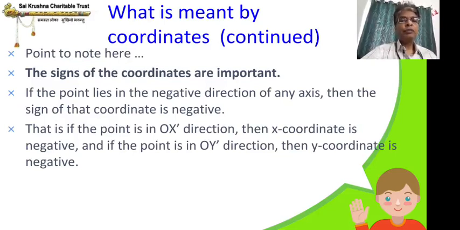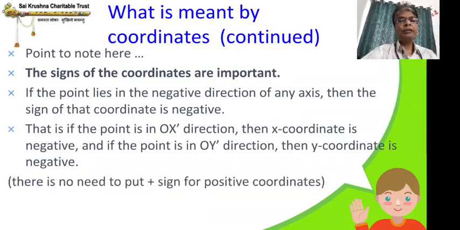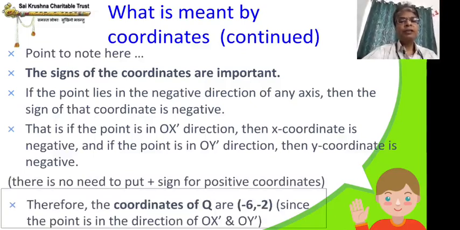So this point Q was on the left side of the Y axis and below the X axis, so both the coordinates are negative. There is no need to put a sign again for positive, it is not required. Therefore, the coordinates of Q are (-6, -2), since the point is in the direction of OX dash and OY dash.